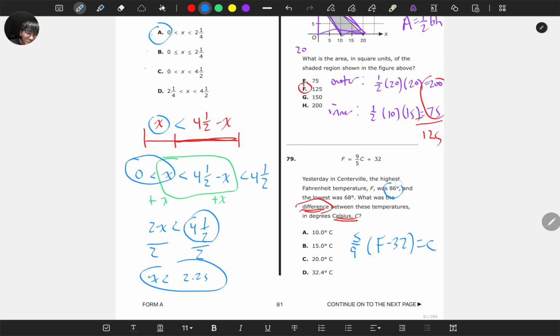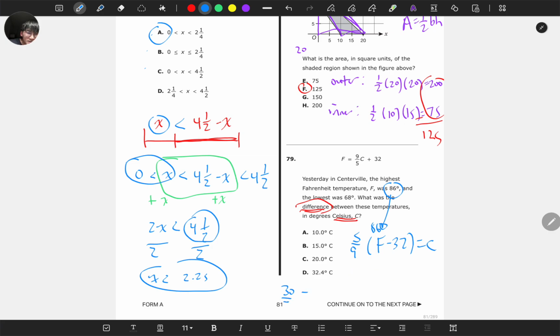And I've got to use it twice, once for the 86 degrees and once for the 68. So let me plug in the 86 in here first. If I do 86 and then subtract 32, with PEMDAS, what is that going to be? 54. 54 times 5/9. 54 divided by 9, that's 6. 6 times 5 is 30. Okay, so that's for the 86.